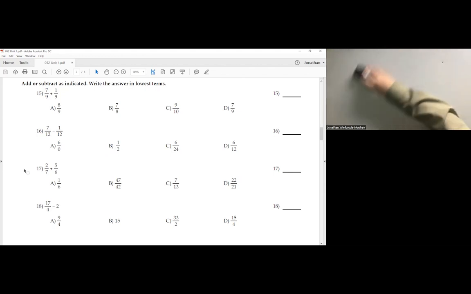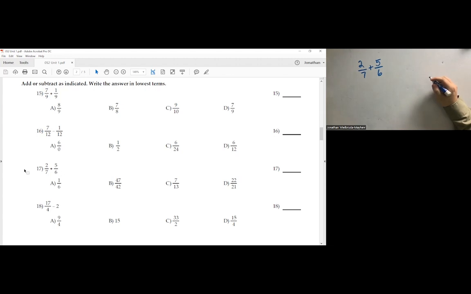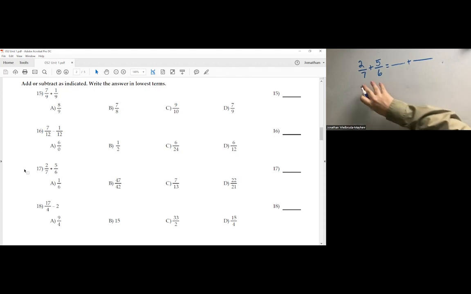Number 17. We don't like this. 2/7 plus 5/6. We can't add these until we have the same number on the bottom. For 7 and 6, that number on the bottom would have to be 42. 42 is the least common multiple of 7 and 6.